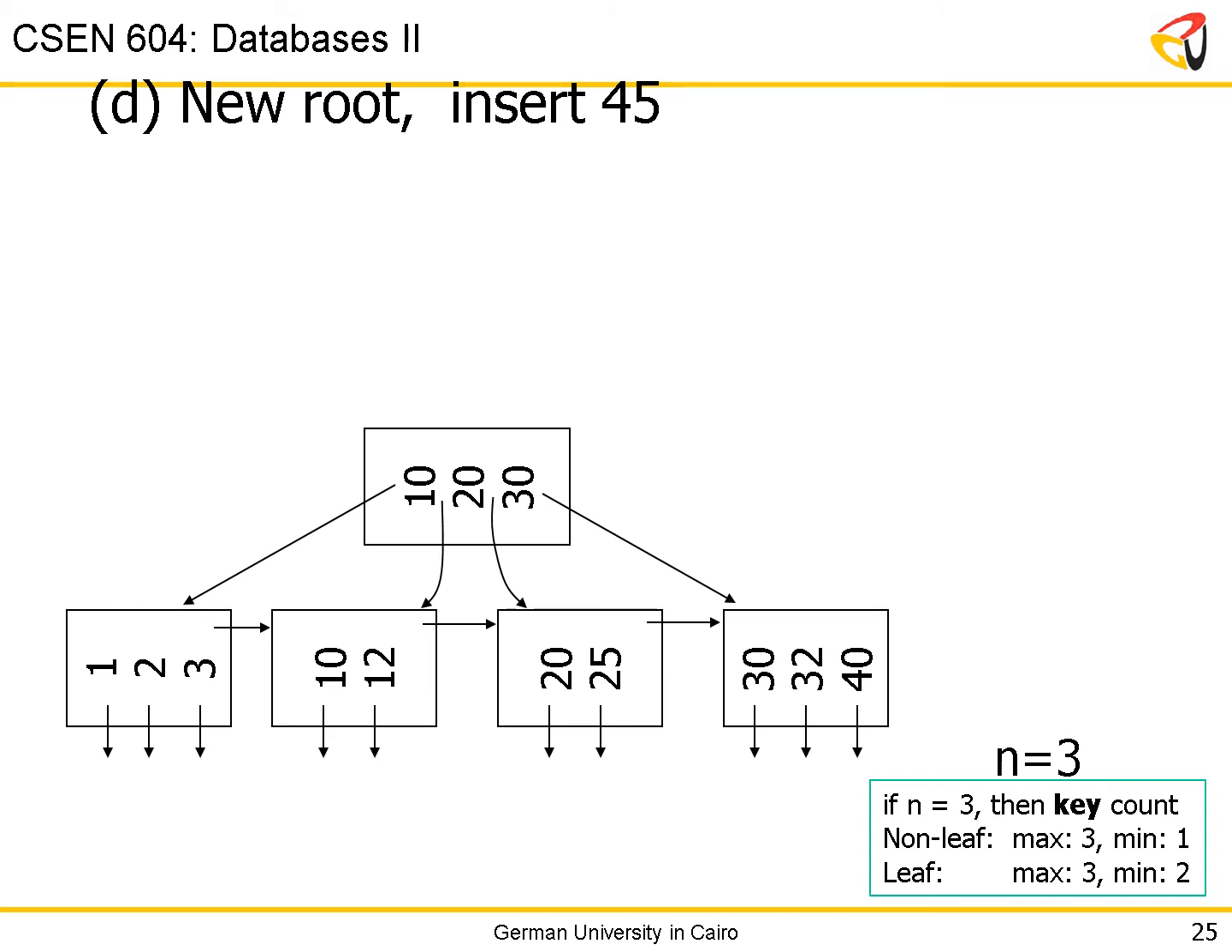Now let's look at this last example. In this last example, I'm going to insert 45. So 45 goes to the right of 30. I will go in there, and I got this full node that has 30, 32, and 40.